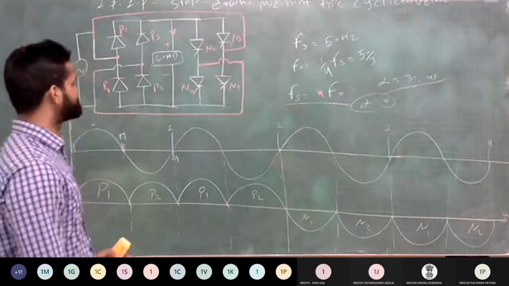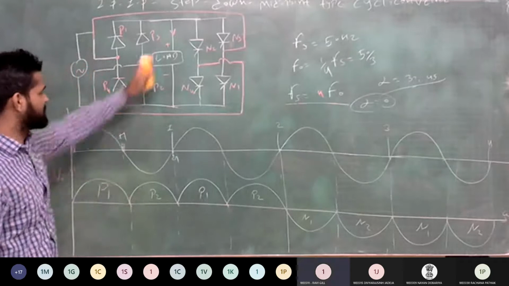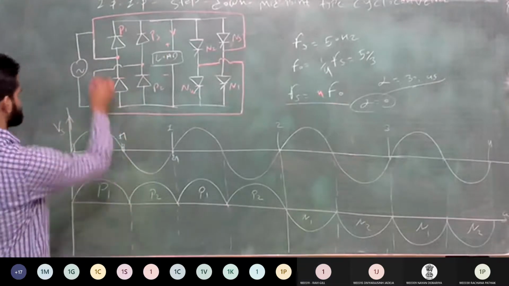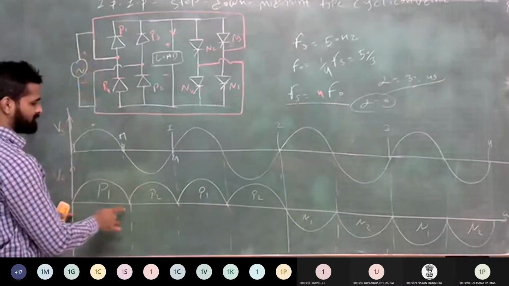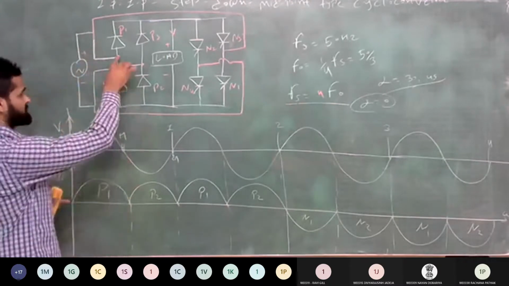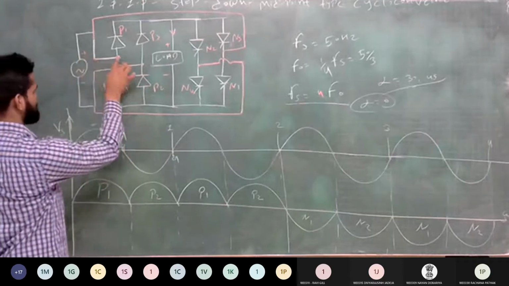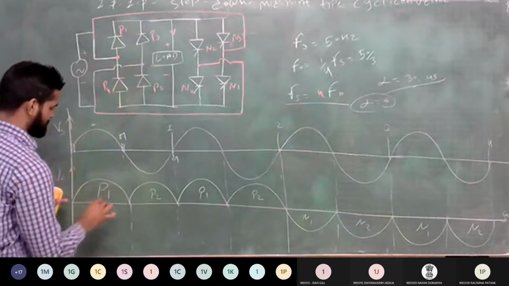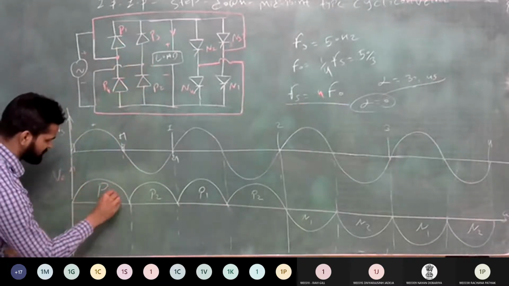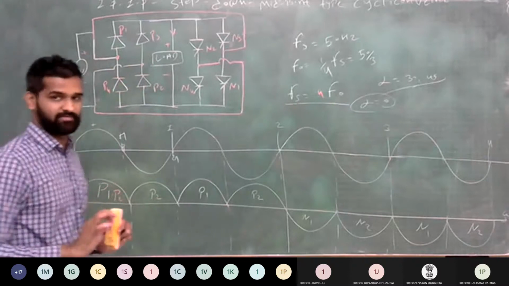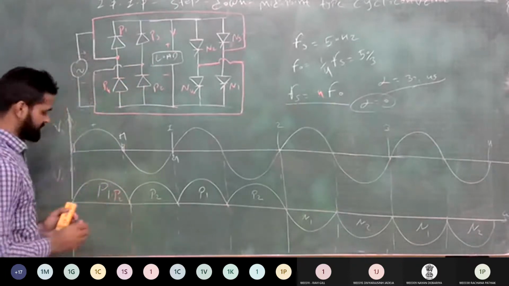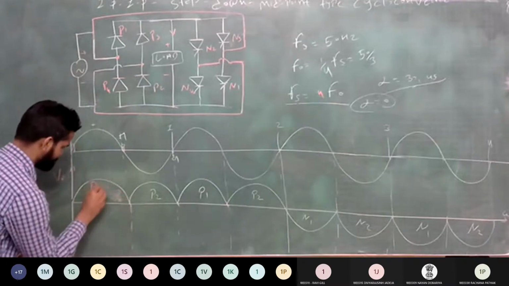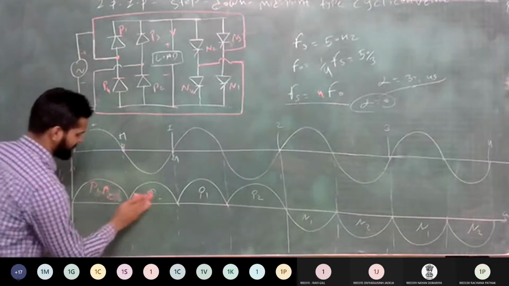Yes, anyone? Supply positive. Yes, P1 and P2. Very good. Positive cycle of supply here, so the output voltage required is also positive. So always turn on the positive group thyristor. Which thyristor is going to be forward biased for positive supply? P1 and P2 only. P3, P4 is reverse biased. Clear? So here the only difference is that two thyristors conduct at a time. So in the first positive cycle of your supply, P1 and P2 will conduct.